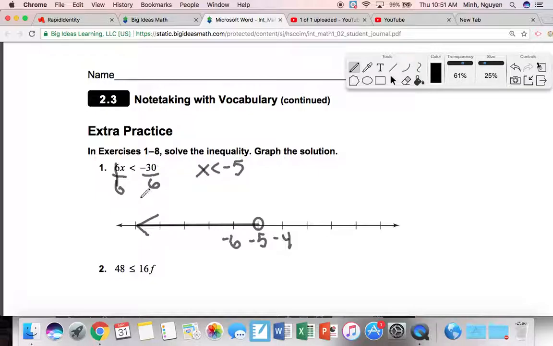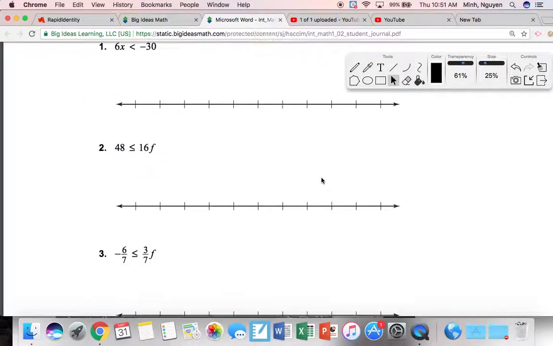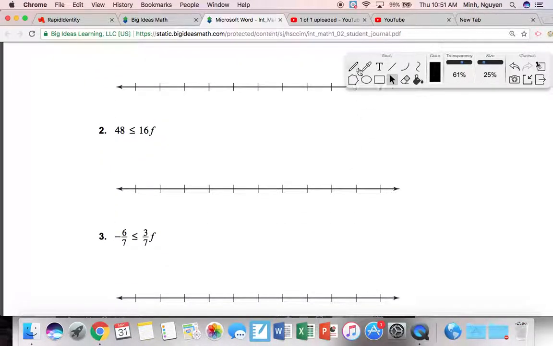Again, you only flip the inequality sign when the number you are multiplying or dividing by is negative. In this case, it is not negative. 6 is a positive number. Next, divide both sides by 16. That's positive, so again, you don't have to worry about changing anything. Divided by 16, divided by 16. 3 is equal to or less than f. That's another way of saying f is greater than or equal to 3.